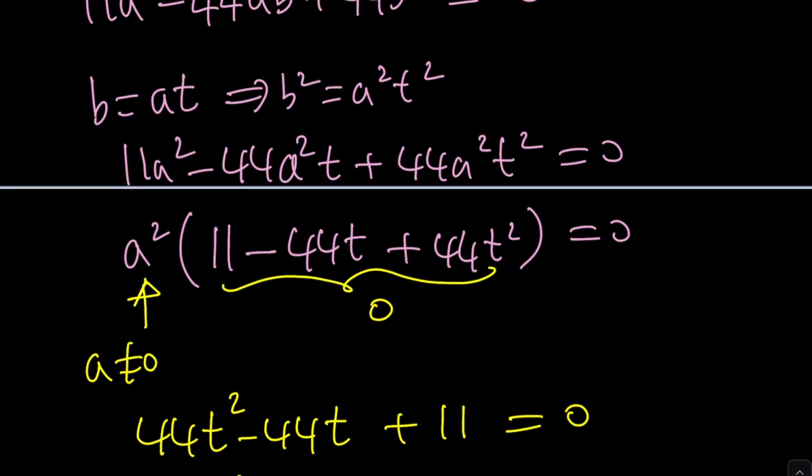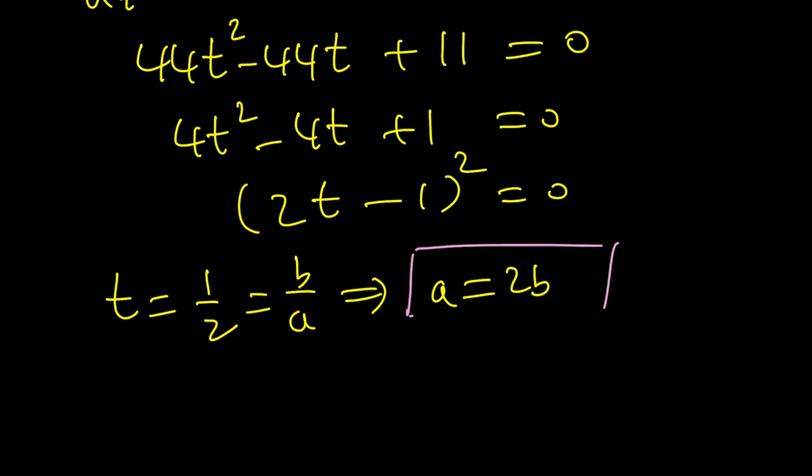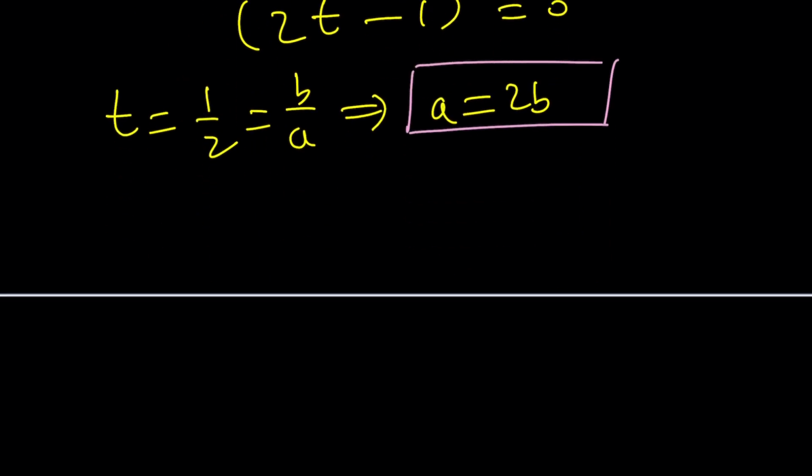Now, what is t though? Well, t is, according to this, b over a. So let's set it equal to b over a. From here, we get a equals 2b. So a equals 2b is really nice because we can now replace a with 2b and solve for a or b. Let's write the first equation one more time: 3a squared plus ab minus b squared equals 13. That seems a little simpler.